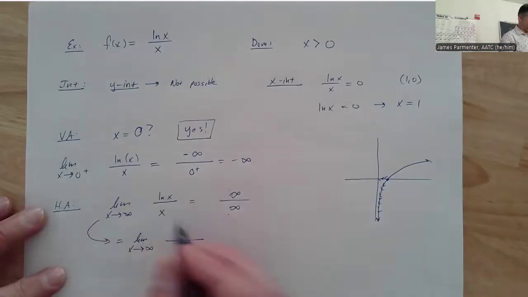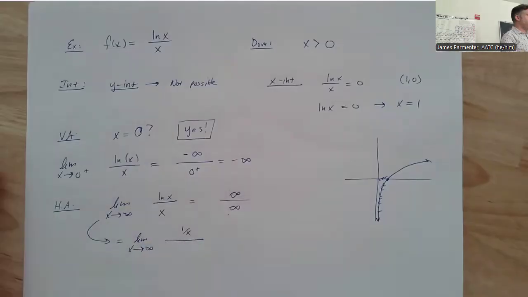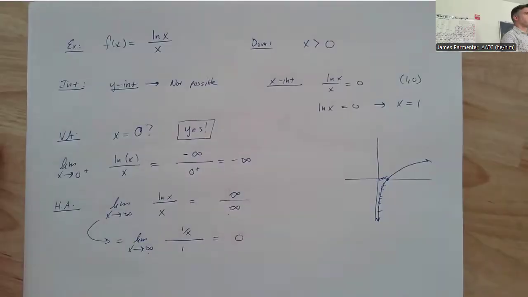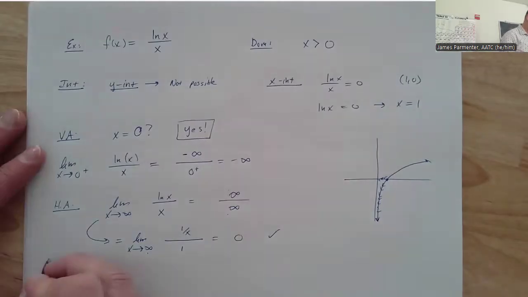The derivative of the natural log of x is 1 over x. The derivative of x is 1. And now you can more easily say, oh yeah, as x goes to infinity, 1 over x goes to 0. And we get 0. So your horizontal asymptote will be y equals 0.